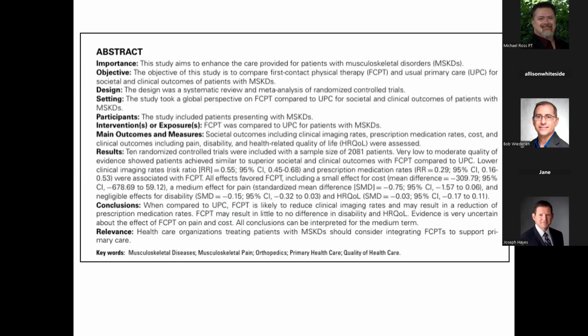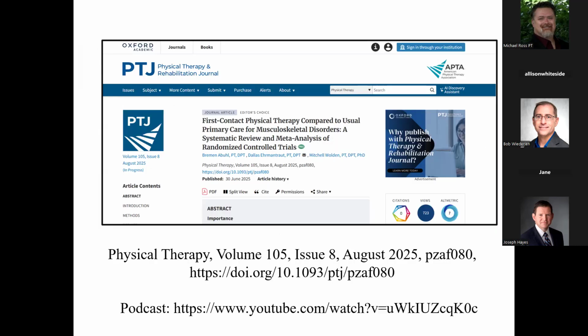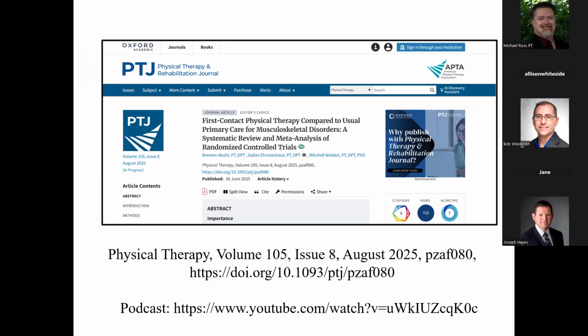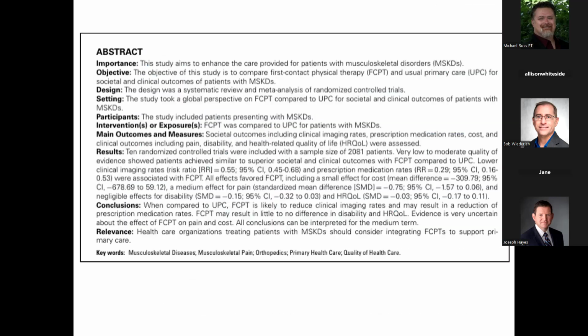We've known this for a long time. So if you let PTs do these type of things, right? You're talking about military PTs, and now even states that are allowing physical therapists to do imaging. What do we note? Well, number one, we know that there's significantly less imaging on the part of PTs. This is the bottom line: less imaging, less medications, better outcomes, lower cost.